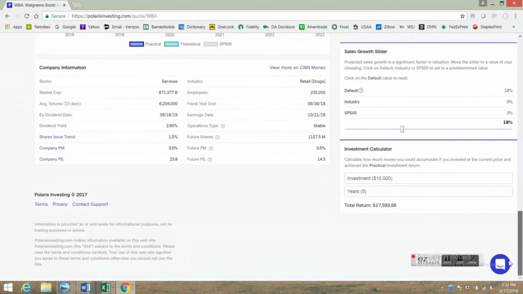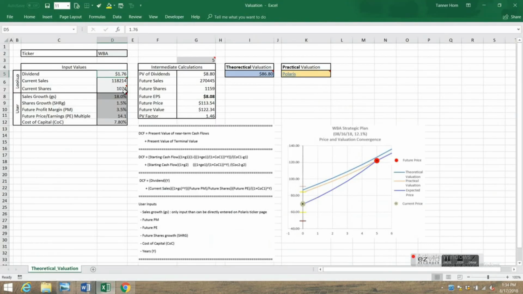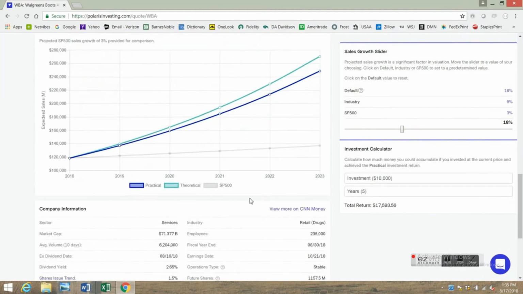Where you go see that on the Polaris website is that you could look at here and see that the dividend yield is 2.65%. Multiply it by the current price, and that would be roughly the value that was used when the spreadsheet was created. For current sales, go to this Polaris website, come down here in the graph, and just look at time zero. This is the sales graph, and that shows you what current sales is.